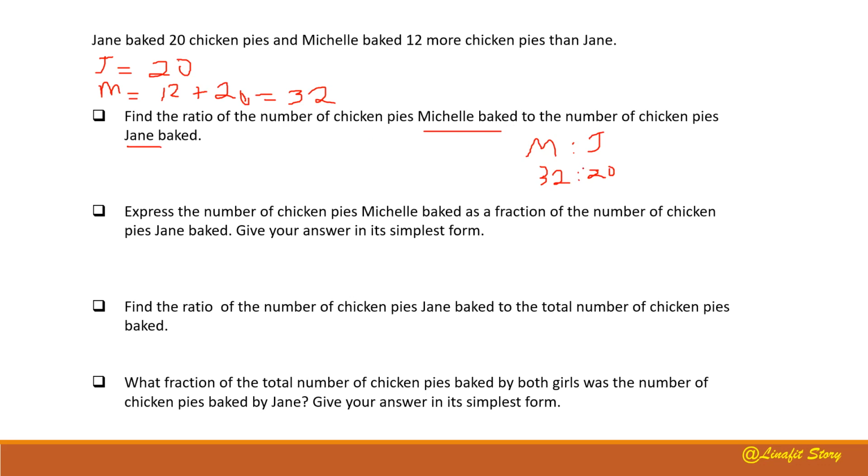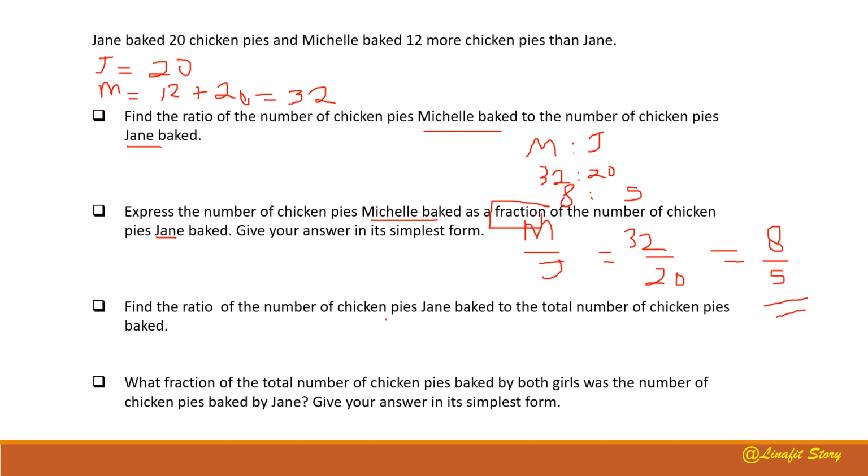Yeah, so the common factor between 32 and 20 equals 4. So the answer would be 8 to 5. Express the number of chicken pies Michelle baked as a fraction of the number of chicken pies Jane baked. Give your answer in its simplest form. So the answer would be Michelle out of Jane, so equals 32 out of 20 equals 8 out of 5.